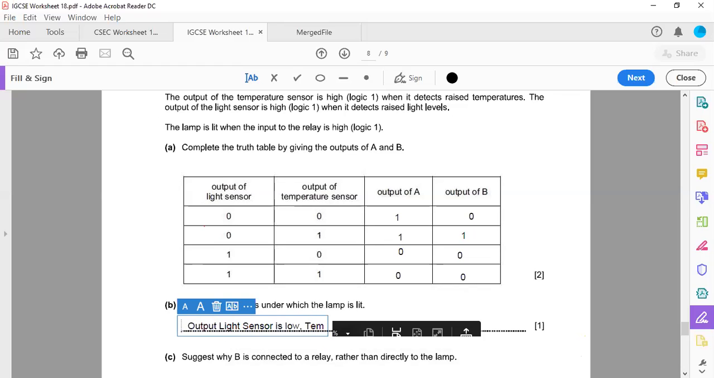The temperature sensor: output of temperature sensor must be high, and output of E must be 1. Good.